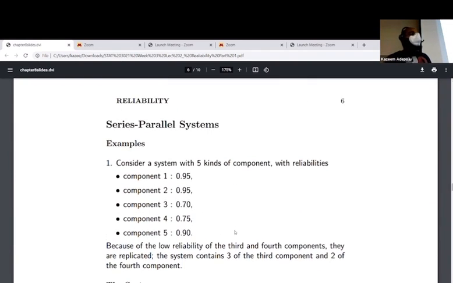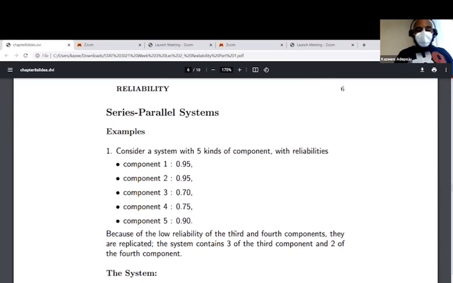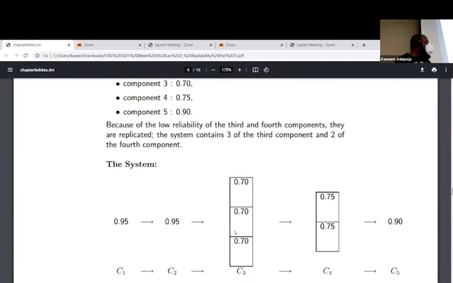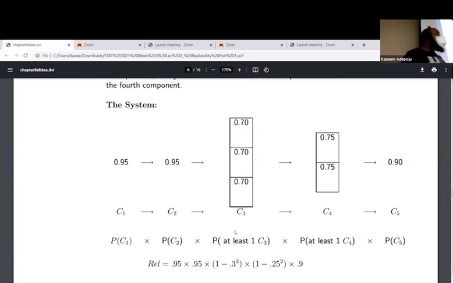Now, we can also have a combination of a series and parallel connection. Let me show you. Take a look at that. It's 0.95, and 0.95 is in series, but look at 0.7, which is in parallel. You have the combination of both series and parallel connection.